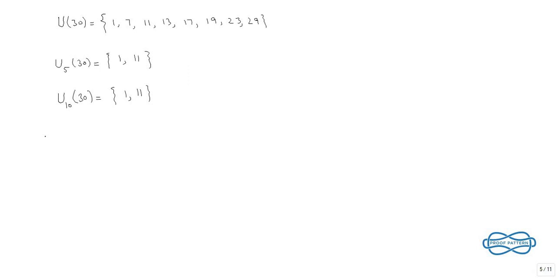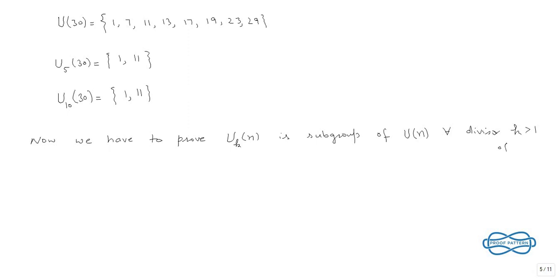Alright. Now the last part of this question is, we have to show, or we have to prove, that U_k(n) is a subgroup of U(n) for all divisors k greater than 1 of n.